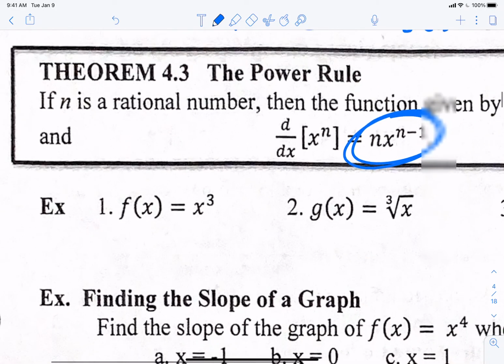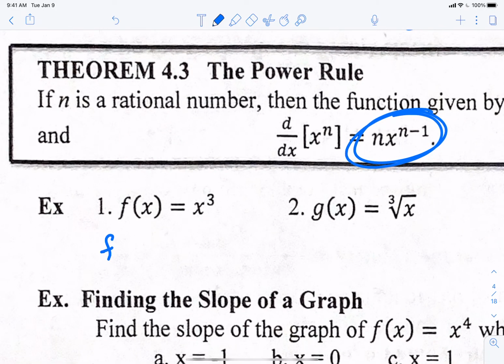So, number 1, they call it f of x. So to find the derivative, we call it f prime of x. And the derivative of x to the 3rd power: drop the 3 down in front, subtract 1 from the exponent, 3x squared.